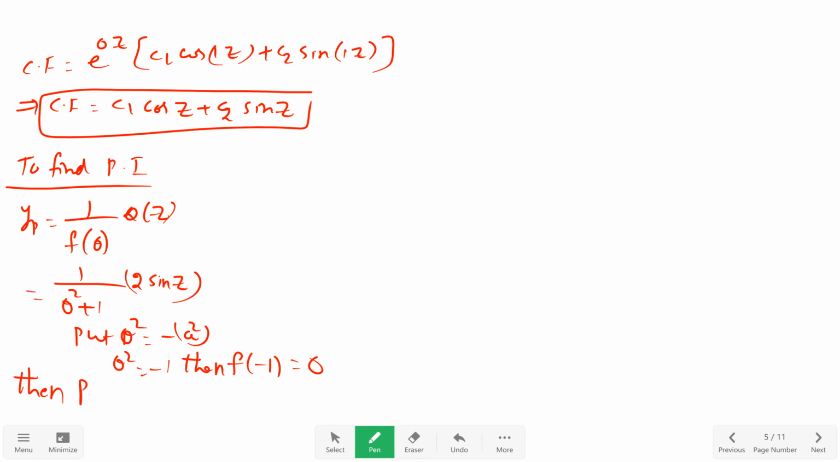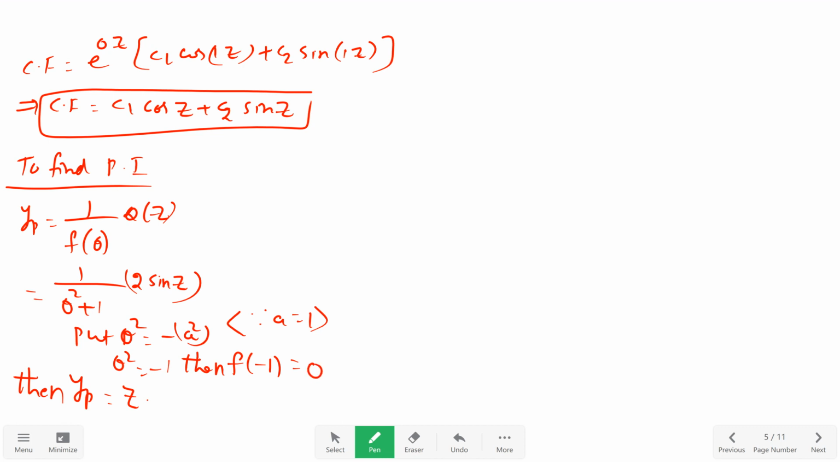Then PI or yp is equal to the particular integral. Yp is equal to z into the formula, because if you take the substitution of theta square is equal to minus a square, so a is equal to 1. Substitute theta square value is equal to minus 1 in the above equation. Then the denominator value, that is f of minus 1, will become 0. So the denominator value will become 0.